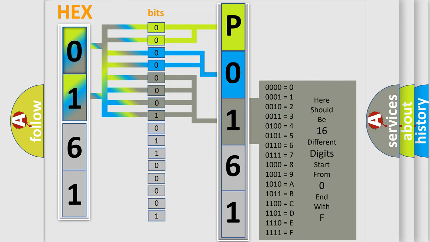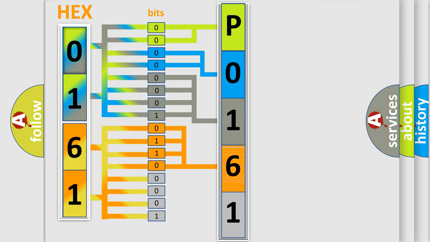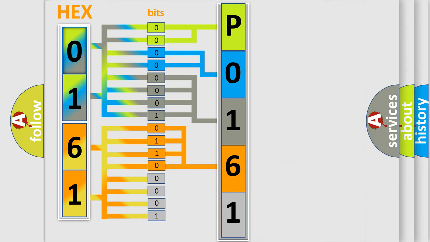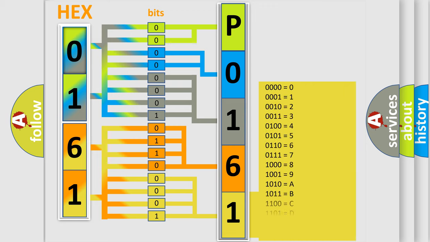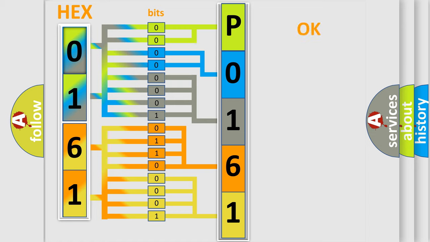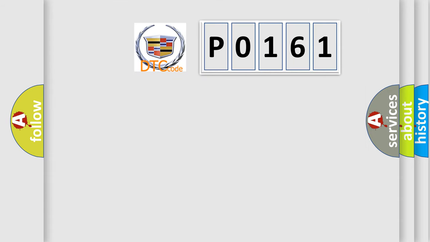The second byte is composed of a combination of 8 bits. The first 4 bits determine the fourth character of the code, and the combination of the last 4 bits defines the fifth character. A single byte conceals 256 possible combinations. We now know in what way the diagnostic tool translates the received information into a more comprehensible format. The number itself does not make sense to us if we cannot assign information to what it actually expresses. So, what does the diagnostic trouble code P0161 interpret specifically for Cadillac?